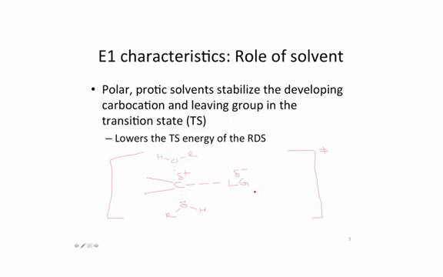The same thing happens with leaving groups, but this time the delta negative on the leaving group attracts the positive, the delta positive, of the proton in the solvent. Forming these hydrogen bonds helps to stabilize the leaving group as it leaves. The stabilization of this transition state lowers the transition state energy, which helps make the reaction go faster.